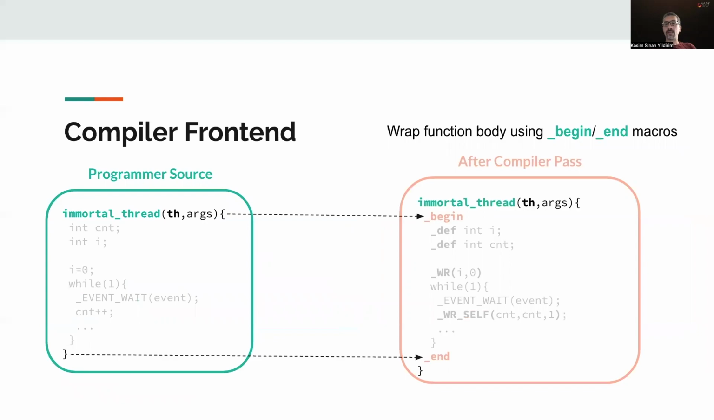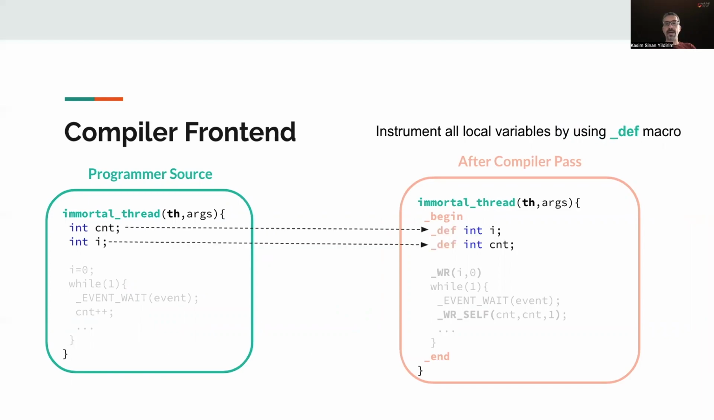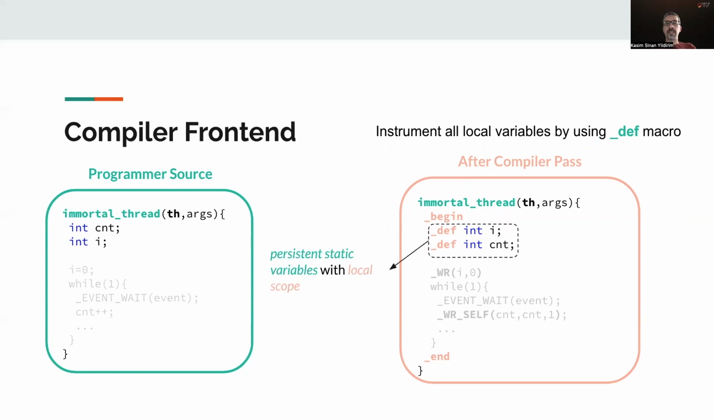Firstly, the compiler frontend instruments the function body or the thread body by wrapping it using begin and end macros. Then the compiler frontend instruments all local variables by using the def macro followed by the data type and name. This is also the ordinary way of variable declaration in the C language. This operation converts programmer-defined local variables to persistent static variables with local scope.